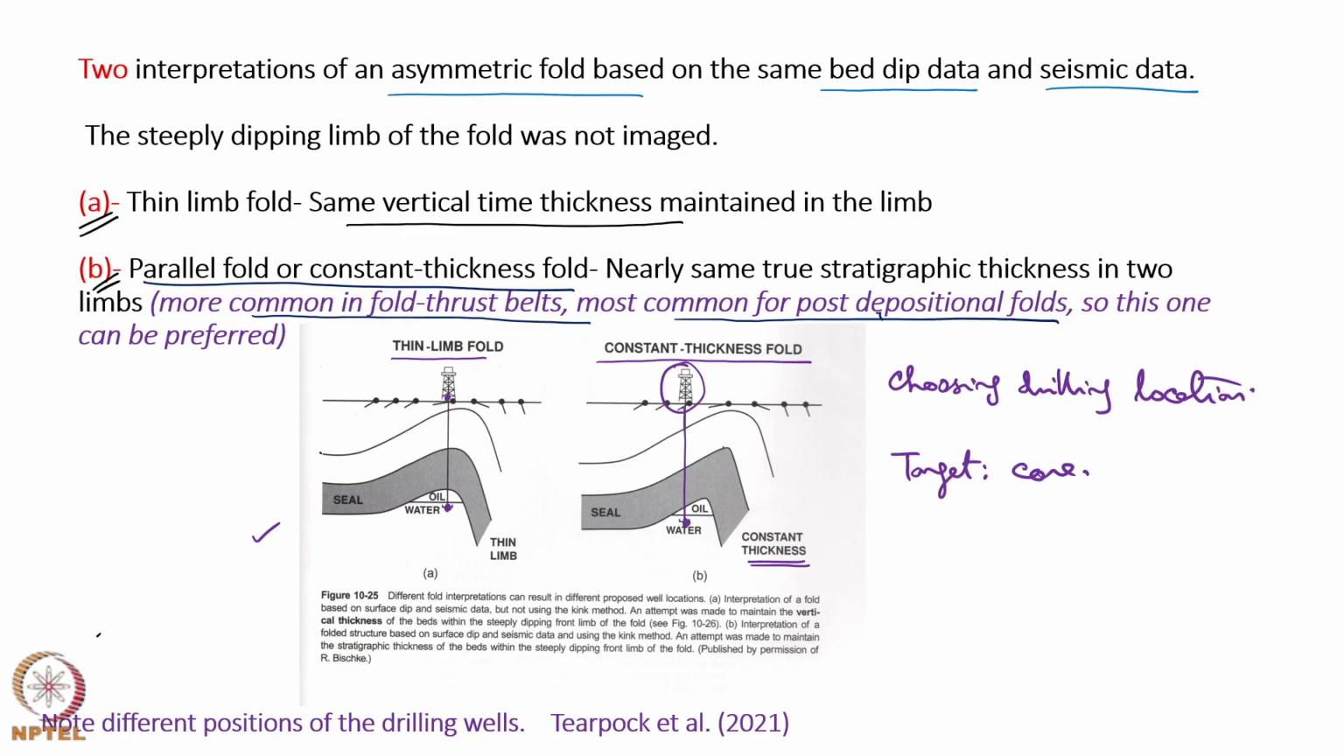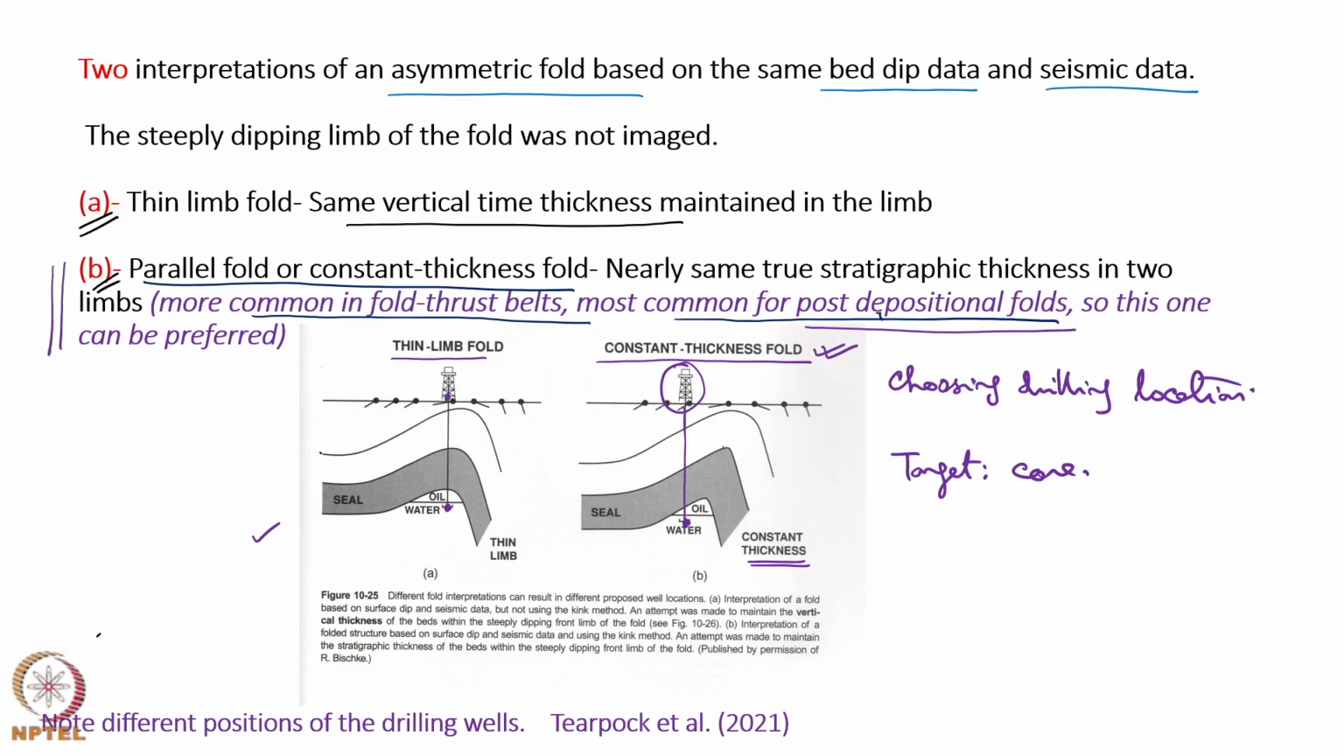We have discussed the fault bend fold and the fault propagation fold. The reason was that which model to choose finally also depends on what kind of terrain we are working in. We have said that post depositional folding is a case where this model is picked up.